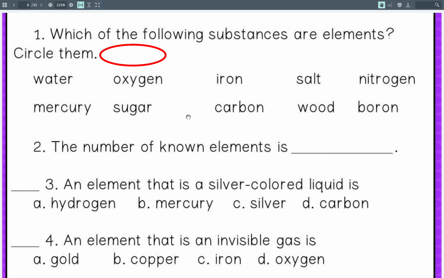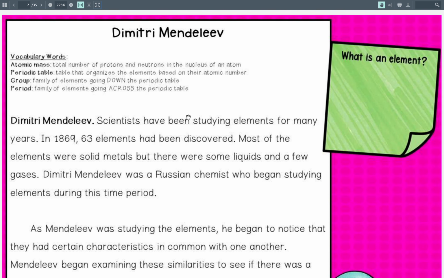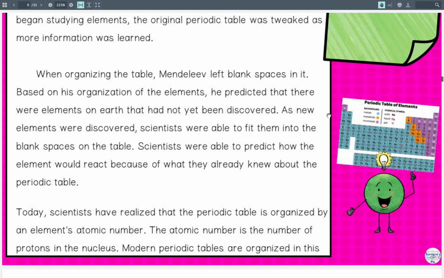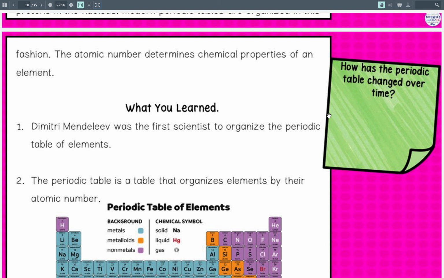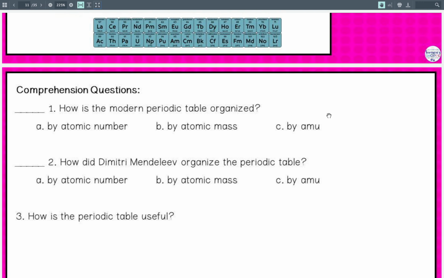So you just go through the rest of those and answer those questions. Okay, and then you'll come on to the next section. Again, vocabulary words. Read, annotate the text, answer the question on the sticky notes, and keep moving on. Ultimately, there are 8 quizzes that I'm going to have you guys turn in.